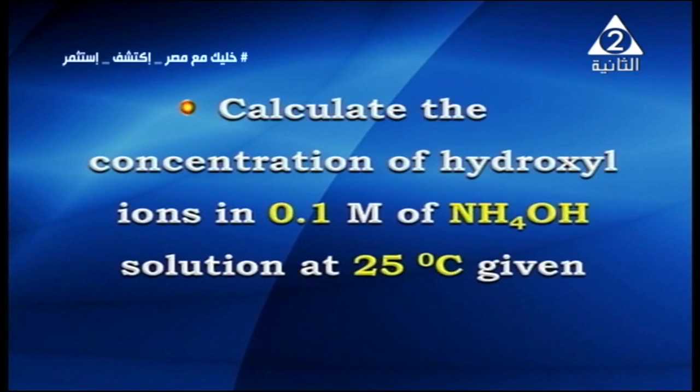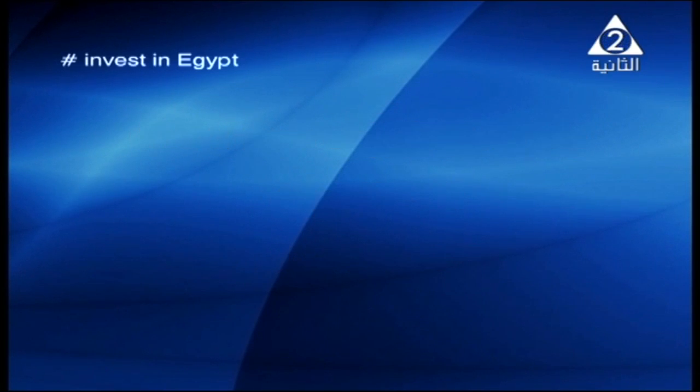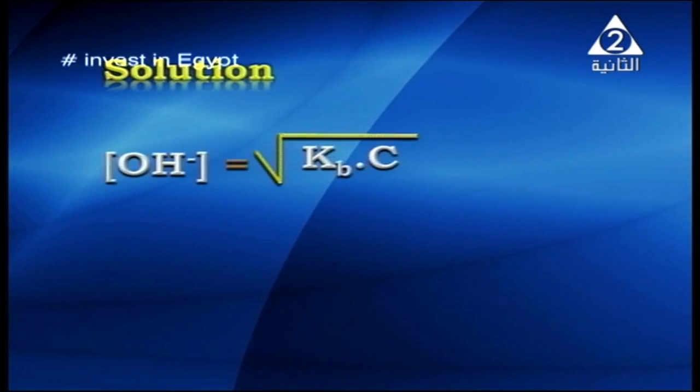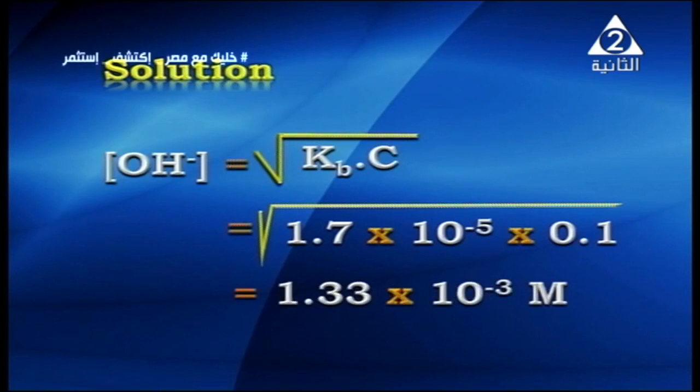Next type of question, which is a problem: calculate the concentration of hydroxyl ion in 0.1 molar ammonium hydroxide solution at 25 degrees Celsius, given that the equilibrium constant equals 1.7 times 10 to the power negative 5. Solution: the hydroxide ion concentration equals the square root of Kb times C, so equals the square root of 1.7 times 10 to the power negative 5 times 0.1, so equals 1.33 times 10 to the power negative 3 molar.